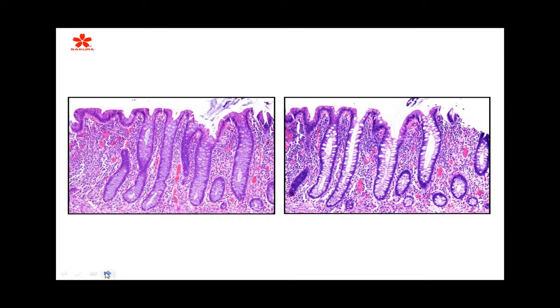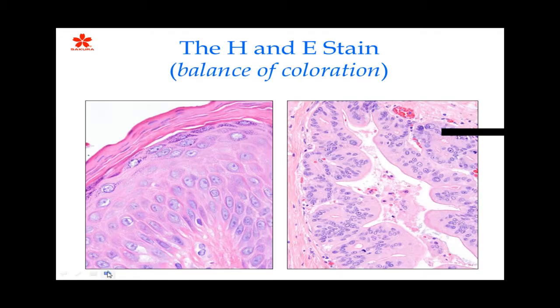This shows the same thing. On the left, you can see the goblet cells in the glandular areas, and the intense hematoxylin residue that's being picked up by the mucin. On the right, I overstained this slide once again, so you can see it's darker staining, but there is an absence of all that non-specific mucinous material. Once again, what we're looking for is balance of coloration. So this is what we're looking for. If you look at the slide on the left, you see good nuclear detail in the nuclei.